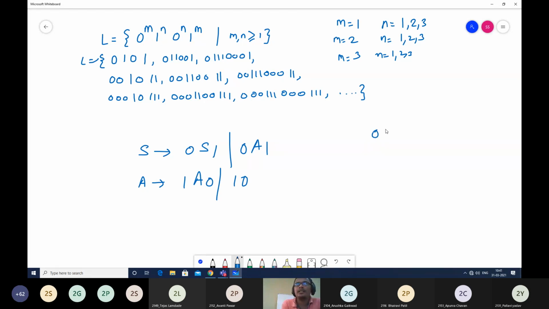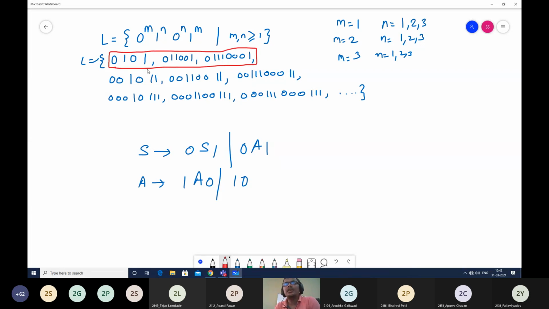If I have a string like 0 1 0 1, or a string like 0 1 1 0 0 1, or this, the first line strings. I am talking about the strings which are written in the first line. These strings. So in these strings, what is there?